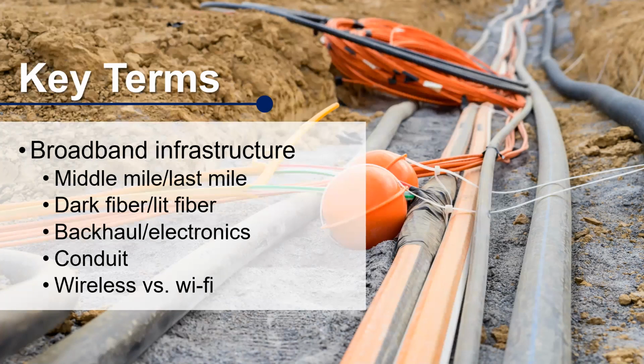Dark fiber and lit fiber, this is another type of terminology you hear a lot in these types of broadband discussions. Dark fiber simply means that the actual fiber optic cables are not transmitting data. They are dark. The way fiber optic cables work is they transmit data by using light pulses. When they're being used, because there are light pulses going, they say that the fiber is lit. I think that makes a lot of sense, but dark fiber simply means it's dormant. It's an asset that's out there, but it's not being used.